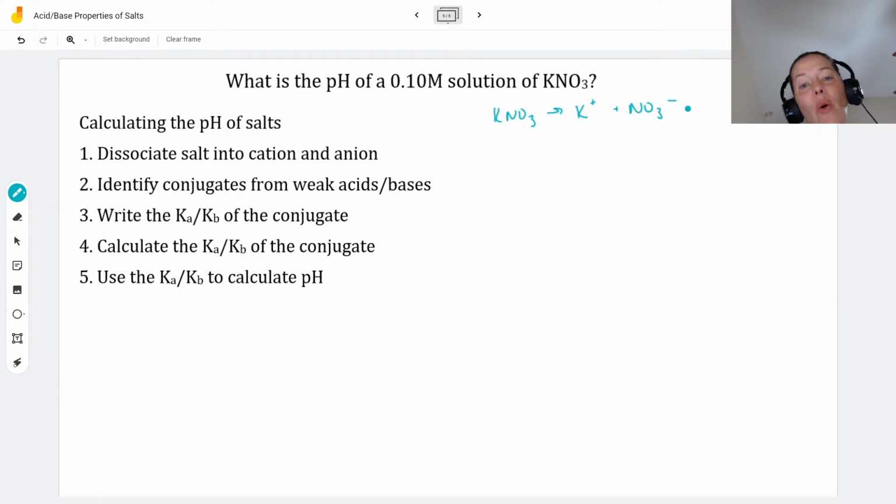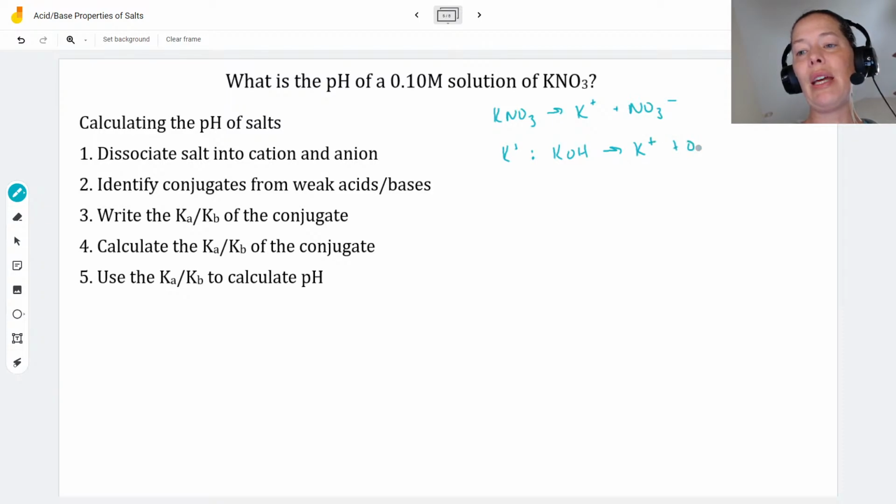All right, so now I want to know, again, just like before, what is the parent acid or the parent base? So I know that these are going to be conjugates of something, but are they coming from strong acids and bases or weak acids and bases? So if I look at potassium, we did this with, I think this was our first example. This is actually coming from potassium hydroxide, which is a strong base, to give potassium and hydroxide anion.